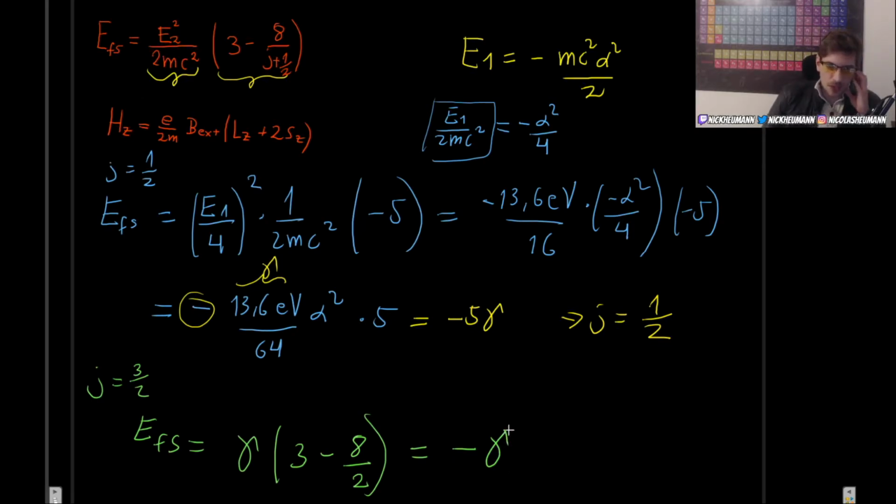So now we rewrote this and we won't have to be calculating the fine structure energy over and over. We simply see what the value for J is in each state and we plug in the corresponding result. So it's either going to be minus 5 gamma or minus gamma. All right, so let's now finally go for the first state.